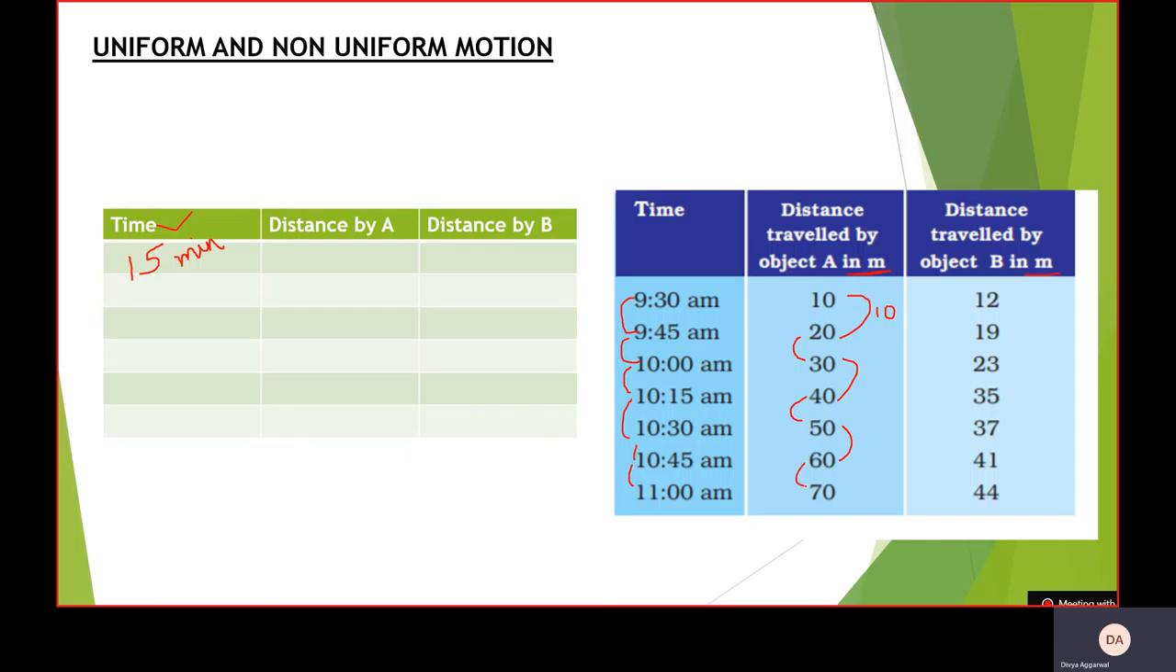So I can say that object A is traveling equal distance, that is 10 meters, in equal interval of time, that is 15 minutes. Such kind of motion is known as uniform motion.